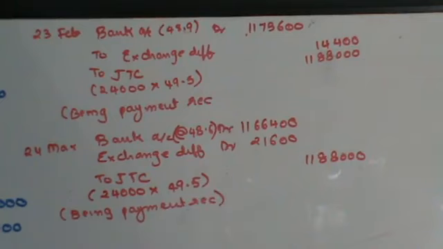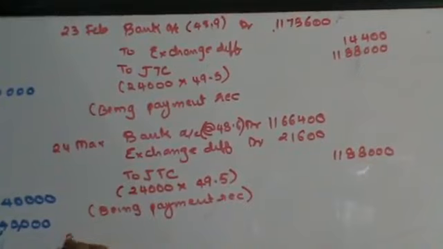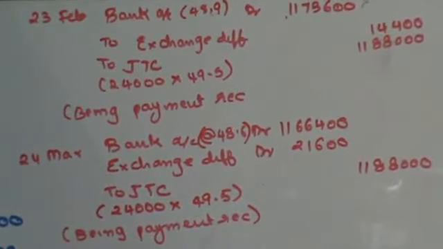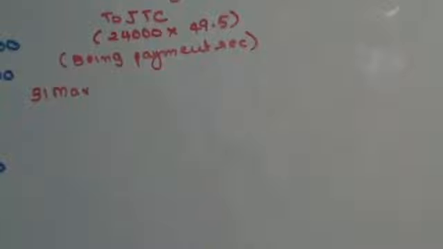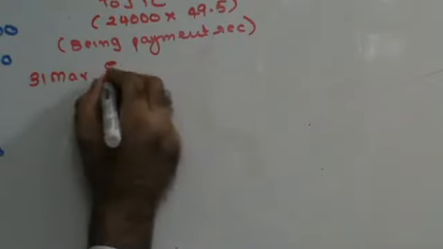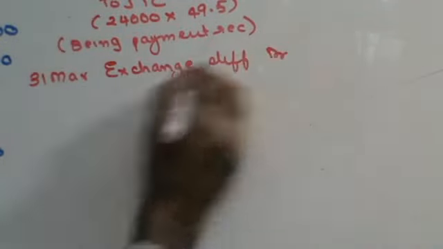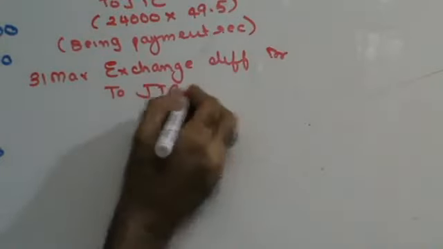Right? Next, the final payment is on 28th April of $17,000. Now before that, on 31st March, I have to change the rate. Now when I sold to Jerry Trading Company, I sold at the rate of 49.5, and on 31st March, the rate became 48.75. That means I have incurred a loss. Loss means exchange difference should be on the debit side. So this will be exchange difference account debit to Jerry Trading Company. Right?